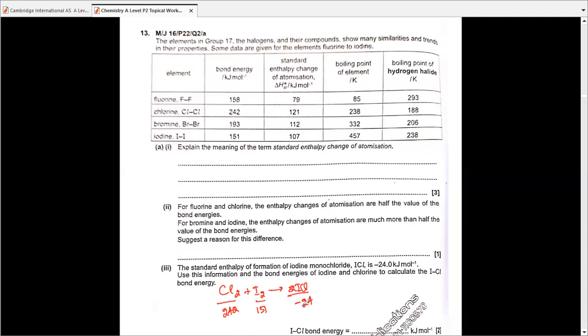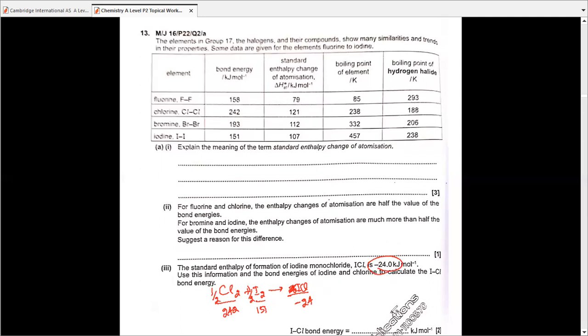That's not the way we work. Remember, we're talking about bond energies, and when we talk about bond energies, it's better to get one mole of your product. It would be really good if you do it like this: half plus 1 ICL, so that you can take this exact value easily.